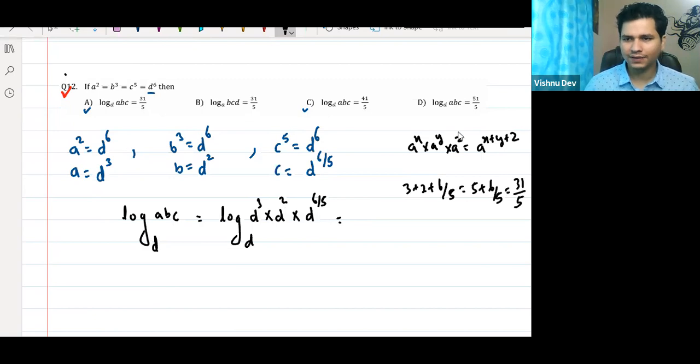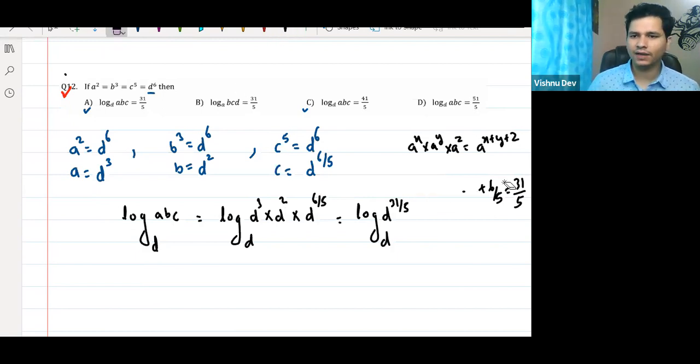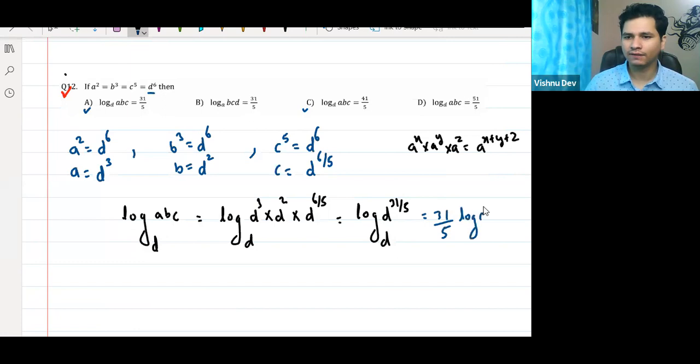Anyone have any doubt in this? Very good, Mohil. So what is the answer? Now I guess our answer is clear. Log d to the power 31/5 base d. Answer is very, very clear, right? Crystal clear. Which property now? Sir, property 3. So it is 31/5 log d by d. And d by d is 1. So it is 31/5.